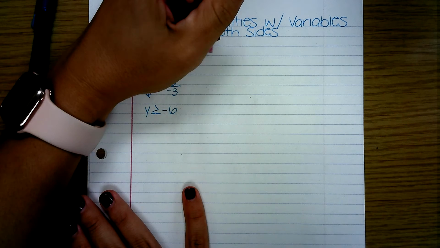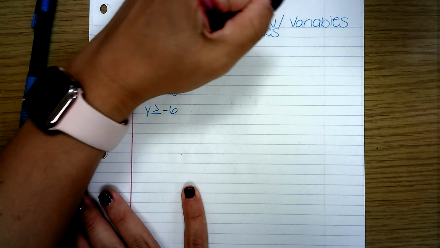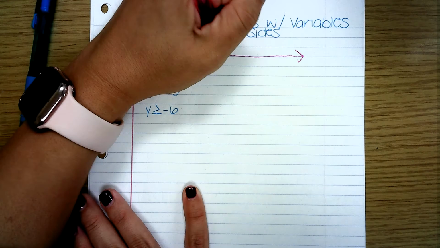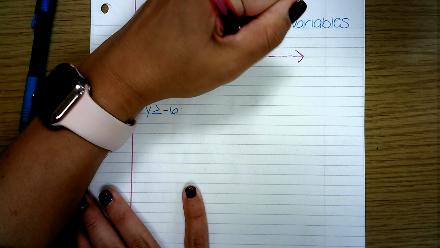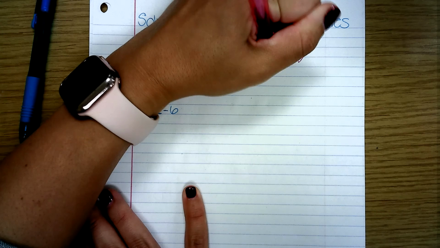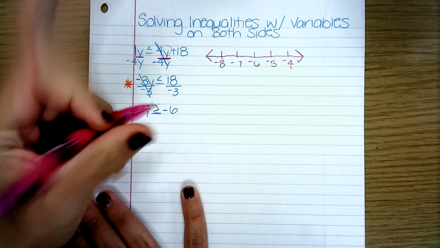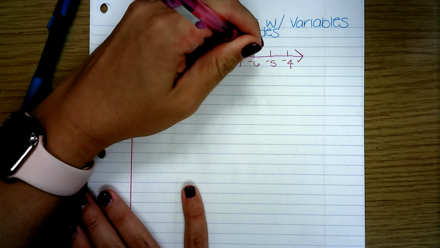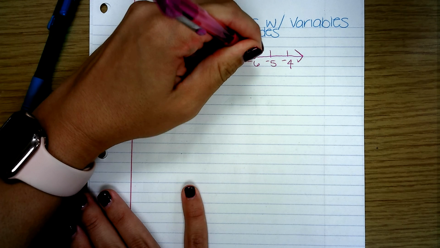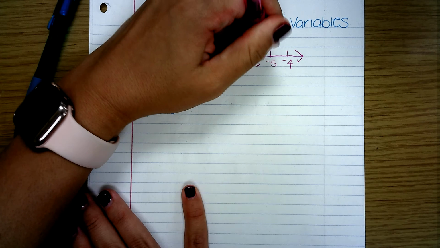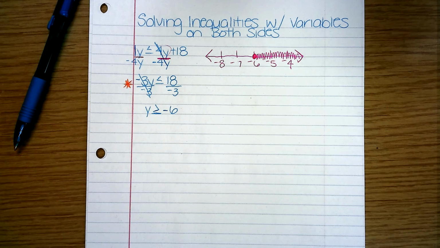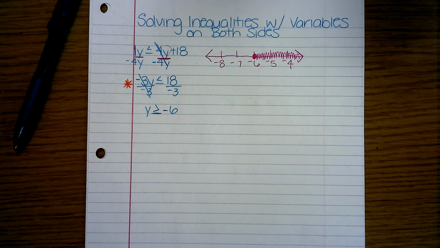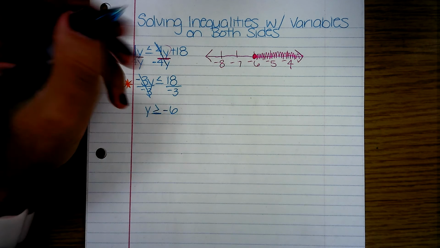Come over here to graph. At negative 6, since it's greater than or equal to, I'm going to put my closed dot. And greater than means it's everything to the right. There's my first solution. Let's look at another one together.